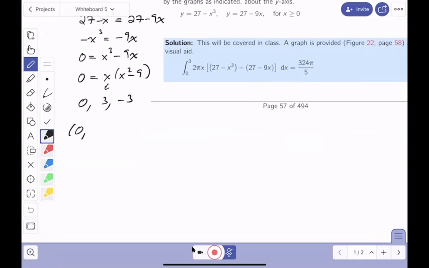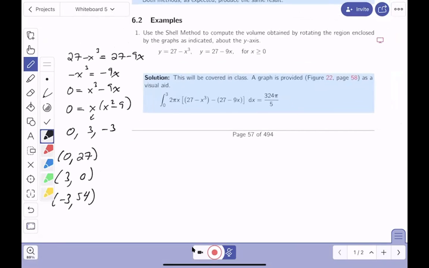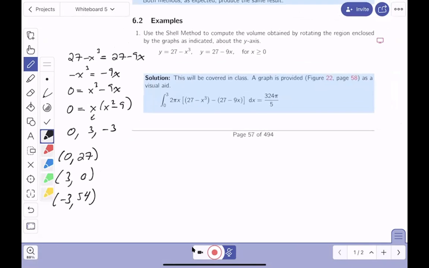So if I get x equals 0, what would I get? 27. If I get 3, what would I get? That would be 0. If I put down minus 3, what would I get? Well, that's going to be 54. Let me see if I did that right. Yeah, 54. Not so bad. So I'm going to go back and read it. I got 3 points. It says, use the shell method to compute the volume obtained by rotating the region enclosed by the graphs as indicated about the y-axis.